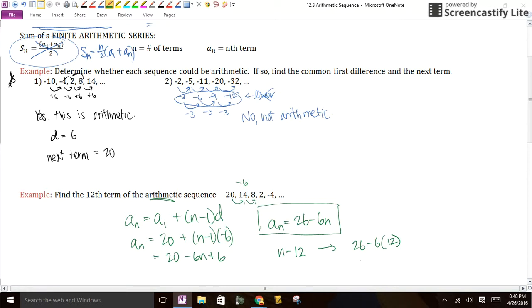60, 72. So 26 minus 72. That's a whole lot of negatives. What is that? 46, I think. Oh wow, or -46. Yeah, -46. And you will have your answer for the 12th term.